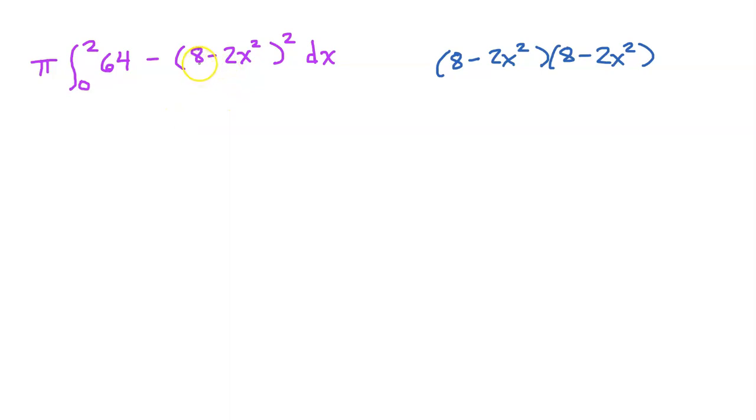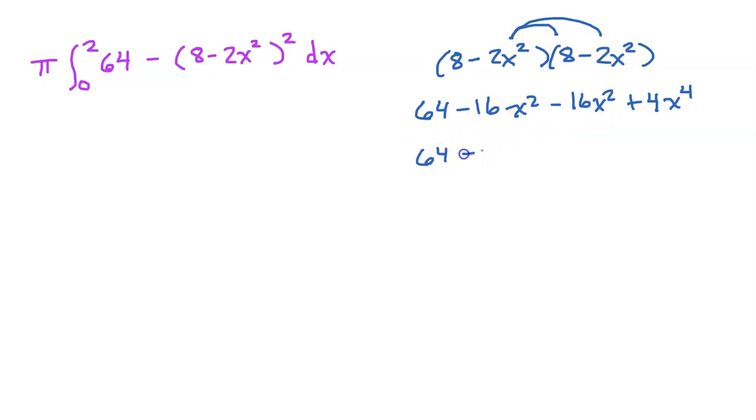Let's start by expanding (8 minus 2x squared) squared by multiplying 8 minus 2x squared times 8 minus 2x squared. First, we distribute the 8, and that's going to give us 64 minus 16x squared. Then we distribute the negative 2x squared, which gives us negative 16x squared plus 4x to the 4th power. Combining these two like terms in the middle, we have 64 minus 32x squared plus 4x to the 4th power.